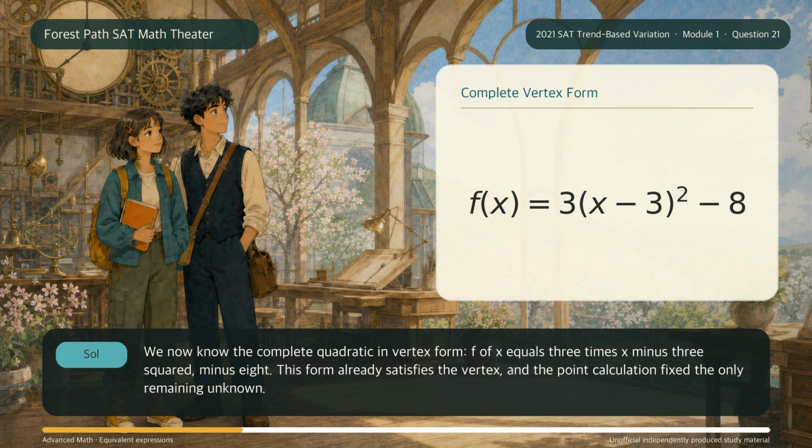We now know the complete quadratic in vertex form. f(x) = 3(x - 3)² - 8. This form already satisfies the vertex, and the point calculation fixed the only remaining unknown.